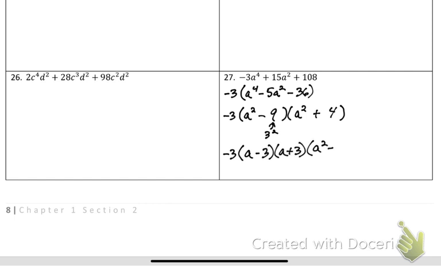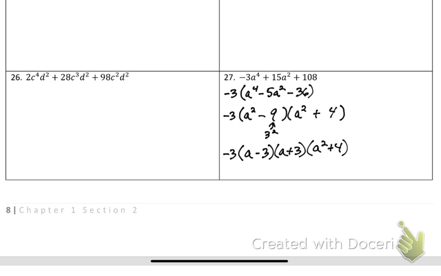And then we'll have a squared plus 4. So we do have to go that one extra step. Okay? Now, I'll note this is a really hard problem if you don't factor out first. If you don't factor that negative 3 out, it becomes a much more difficult problem because you have to factor it out later.